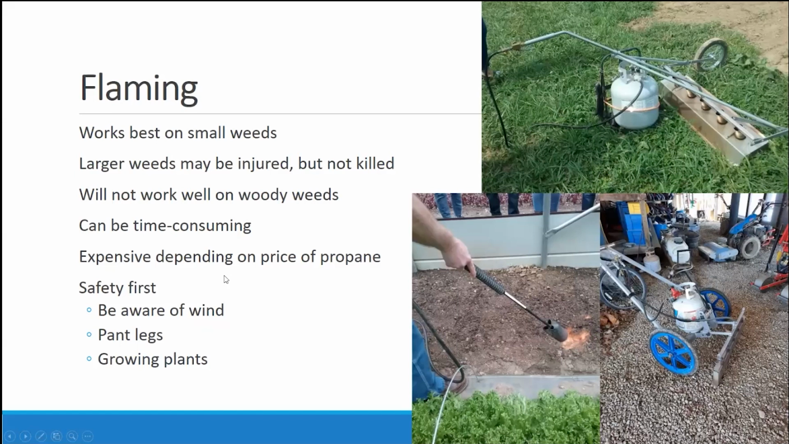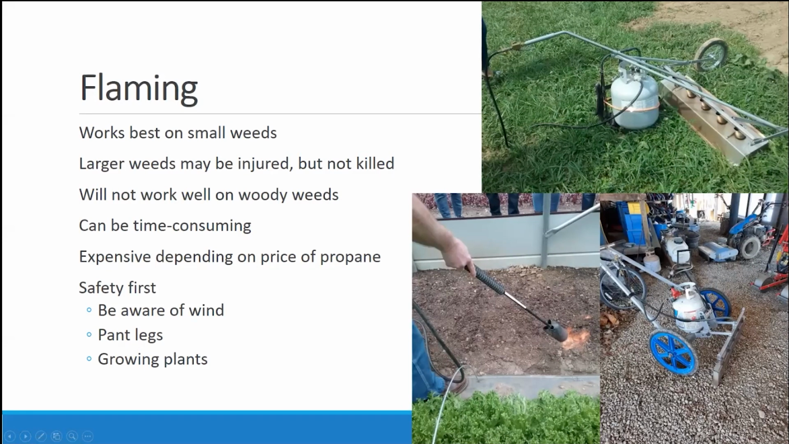So just, again, be aware of the wind. Certainly you want to angle it so it's not pointed towards something that's going to catch fire, or I've seen people damage a crop getting too close with this kind of tool, right? Your pant legs, just be careful. But there are several options, right?